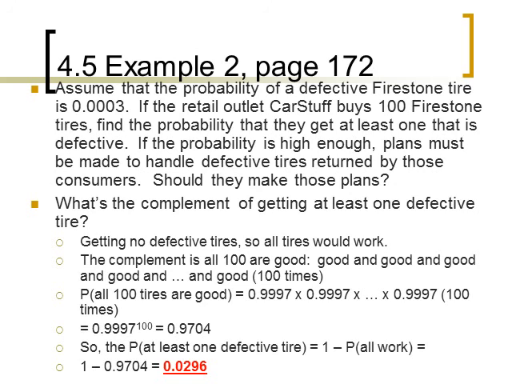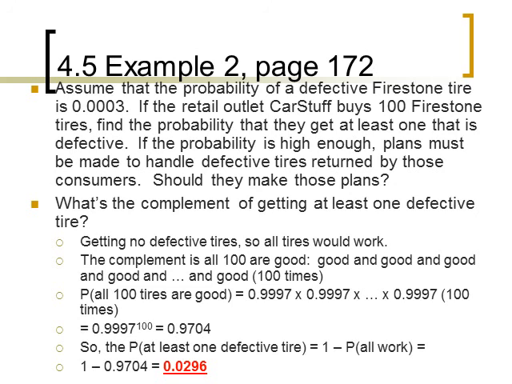So the complement of getting at least one defective tire is having all tires work. Now, since we're dealing with a shipment of 100 tires, then the complement would be that all 100 tires are good. So in verbal terms, that would be the first tire is good, and the second tire is good, and the third tire is good, and the fourth, and so on 100 times. So what do we do when we see the word and? Well, that's multiplication. And so we would have to multiply 100 times all of those probabilities.